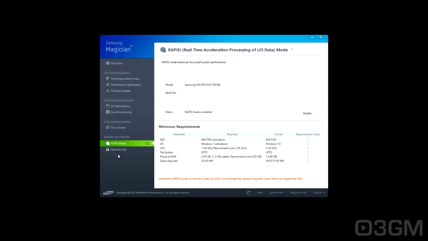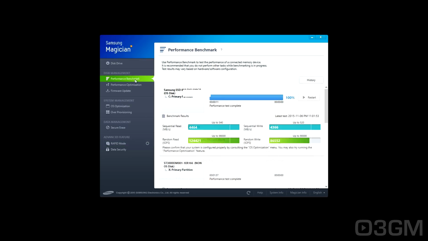So in Rapid Mode, which you can see right now, it's enabled. And by the way, I am running Windows 10. They fixed it. Thank you, Samsung. You no longer have to go a roundabout way and hack it and do all kinds of crazy stuff. Download the software, enable it, restart, and then you're just gonna lose your mind.